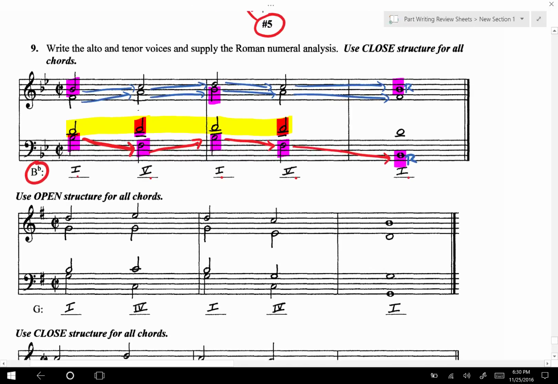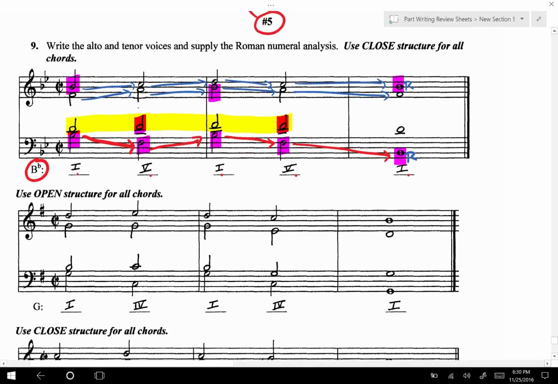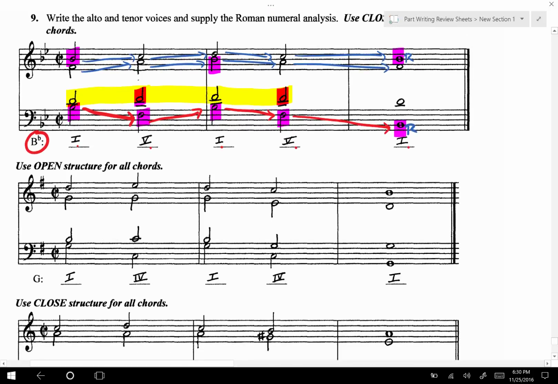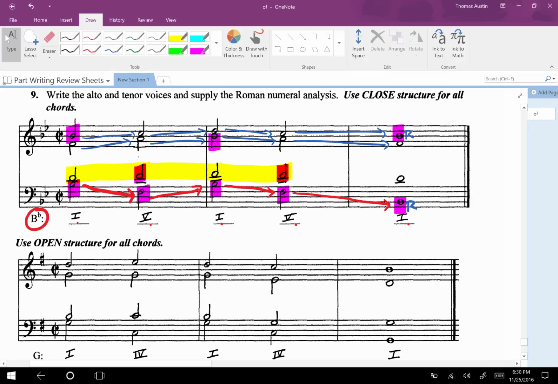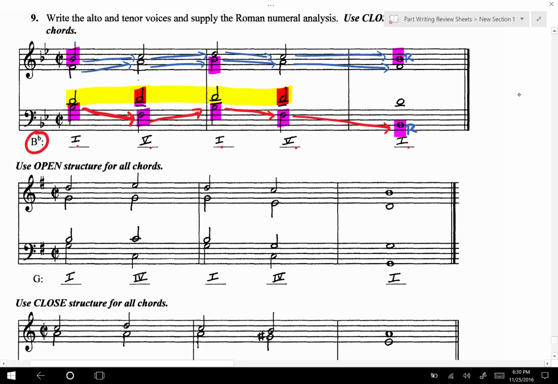Now, for the second part of question 9, we need to use open structure for all chords. And of course, we're in a different key. Now we're in the key of G major. Recognize your triads. Supply your Roman numerals. The 1 chord to the 4 chord, the 4 chord to the 1 chord, the 1 chord to the 4 chord, the 4 chord to the 1 chord.